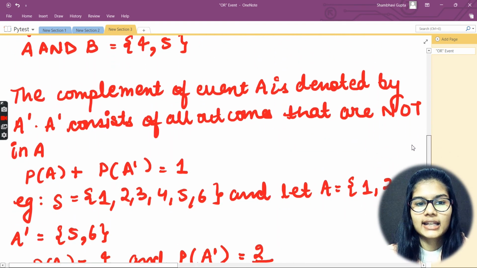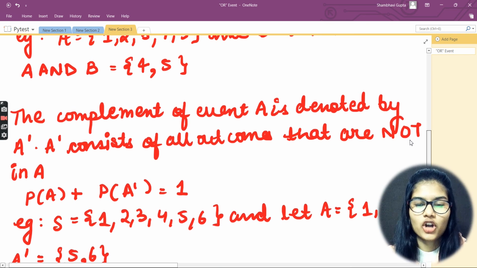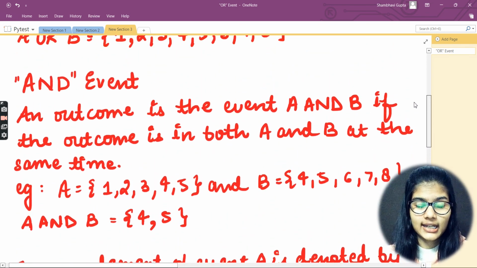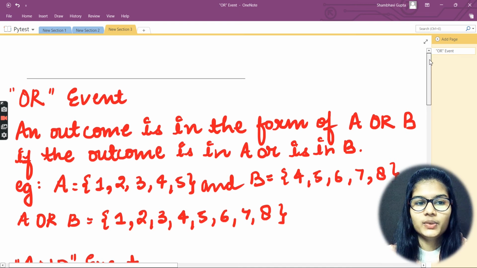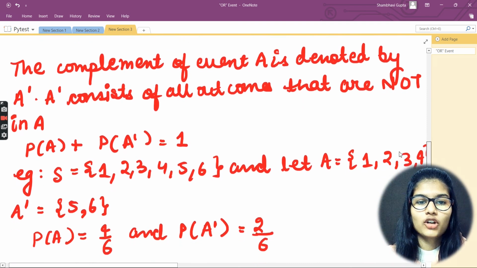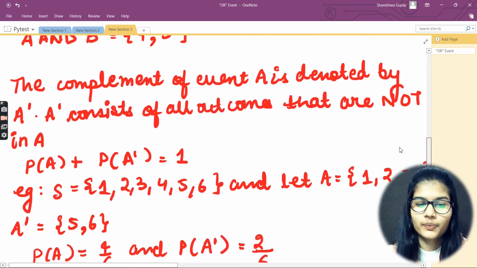Right, so hope I am pretty much clear with this regarding the OR event, the AND event, and the complement of event A. How to find the complement, what about the OR events, and how the AND events are executed. How do these things actually work, and how do you calculate the OR and AND events and the complements? Hope I am pretty much clear.